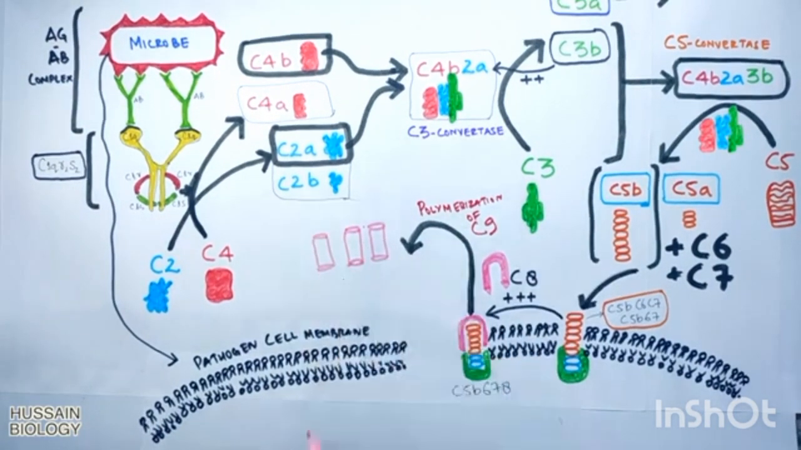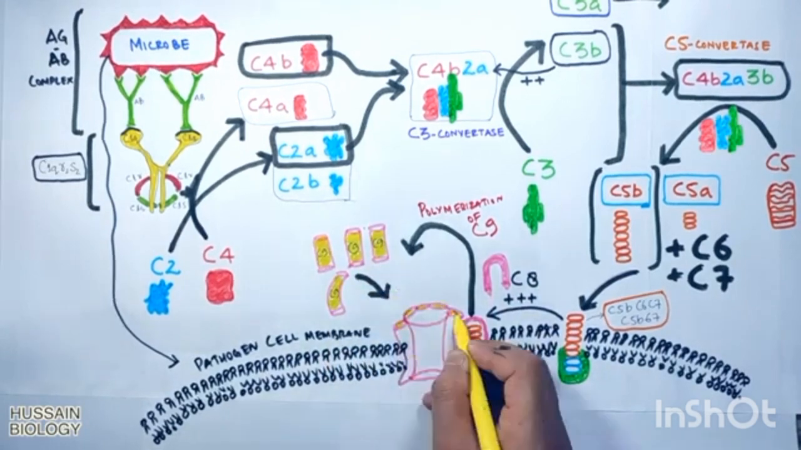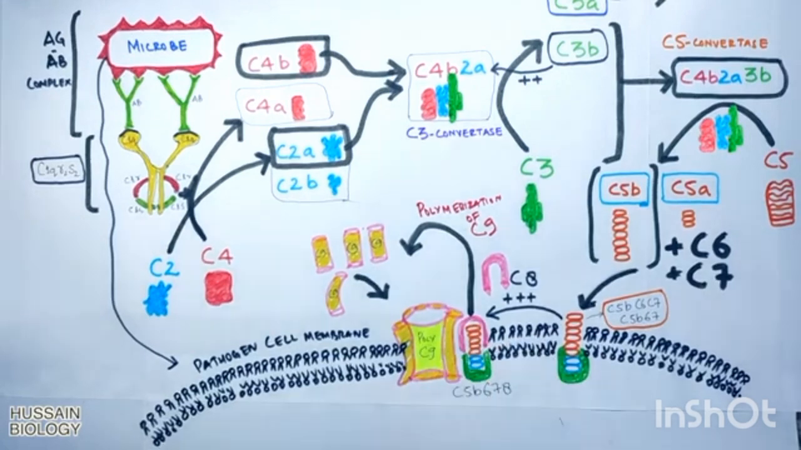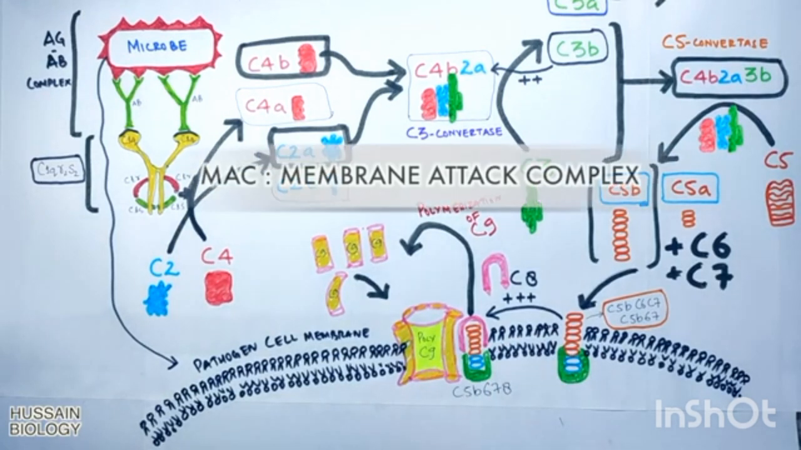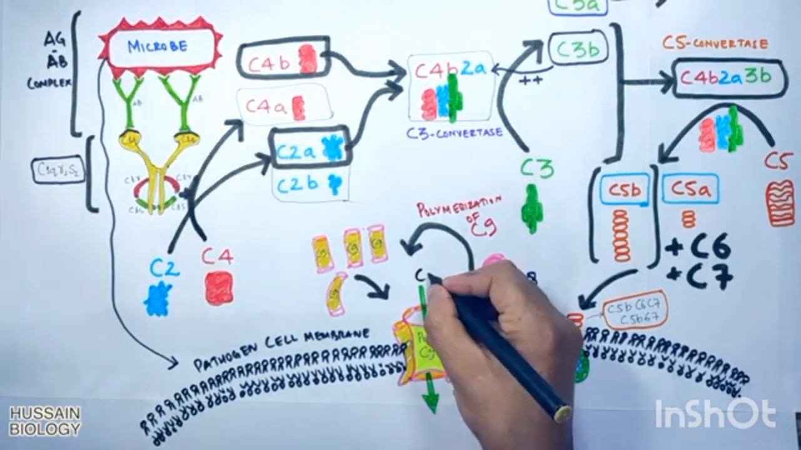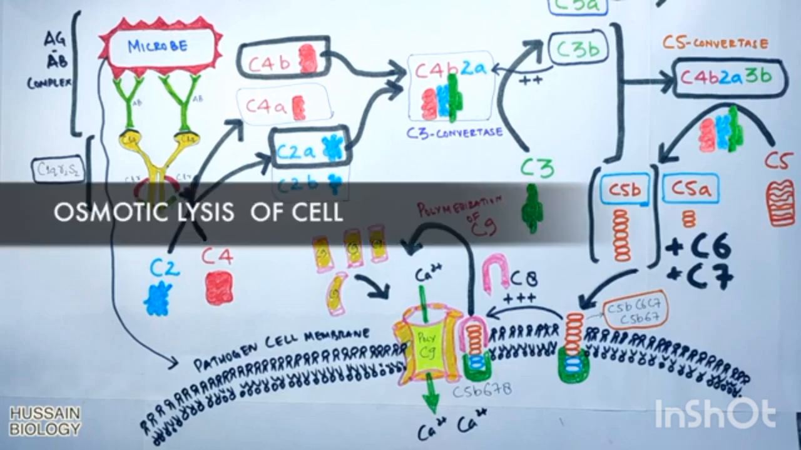And this complex has the capability to polymerize C9 molecules into the pathogen membrane. So we see in this diagram that C5b678 initiates the polymerization of C9 molecules into the pathogen membrane. And eventually we get poly-C9 in the pathogen membrane. This forms a pore in the membrane and is called the MAC, the membrane attack complex. Through this MAC, there is influx of calcium ions and many other electrolytes into the target cell, which eventually brings about the bursting of the cell through osmotic lysis. So this is how the complement system works with the classical pathway.